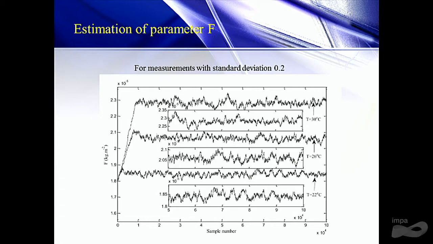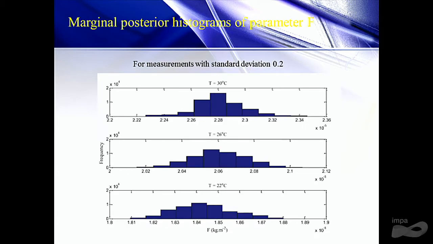For other parameter F, we could get the result with Markov chain state 2 with an error of less than 1%. Here we can see the marginal posterior histogram of parameter F2. It has a Gaussian distribution.